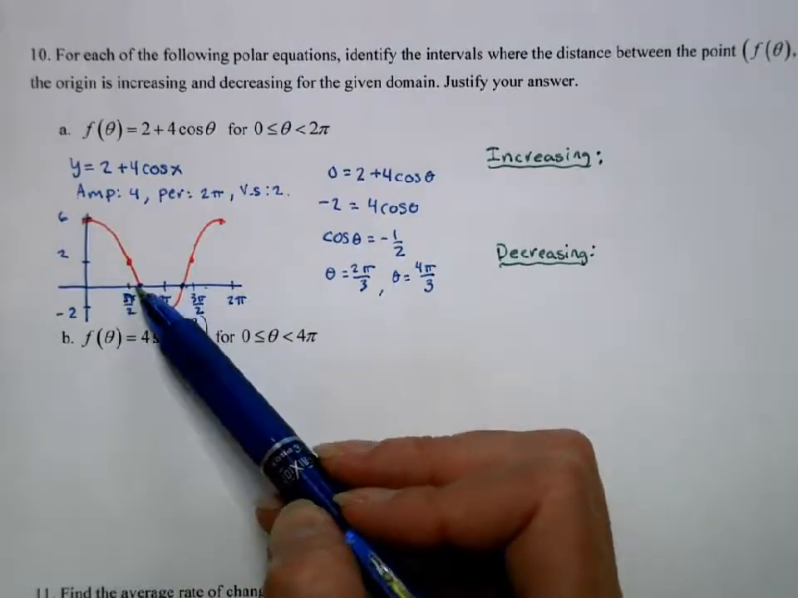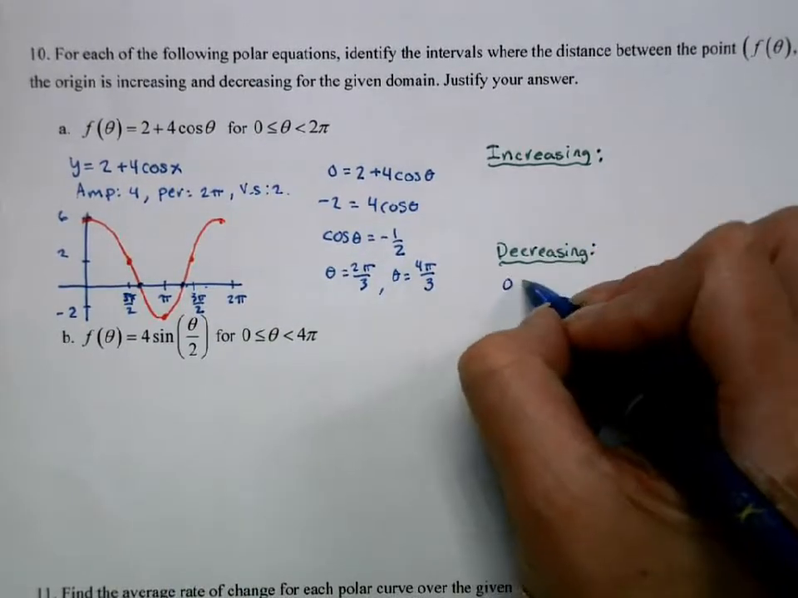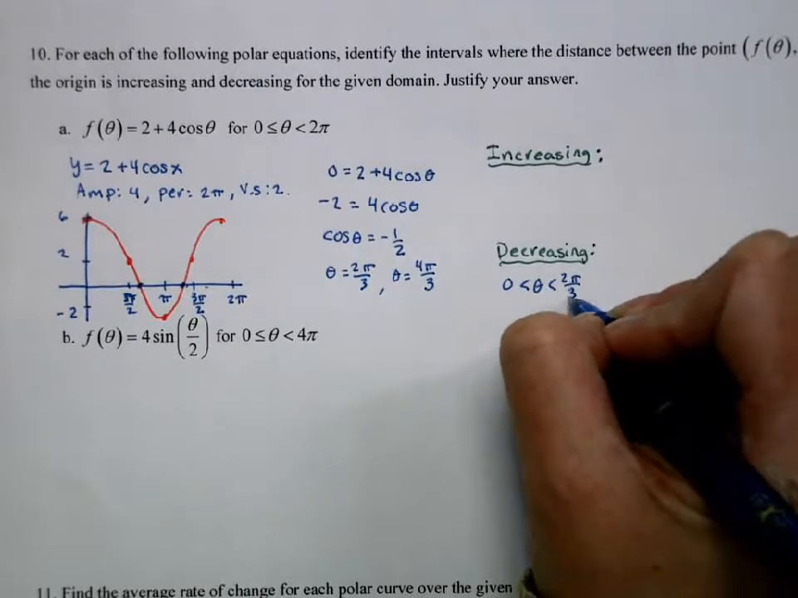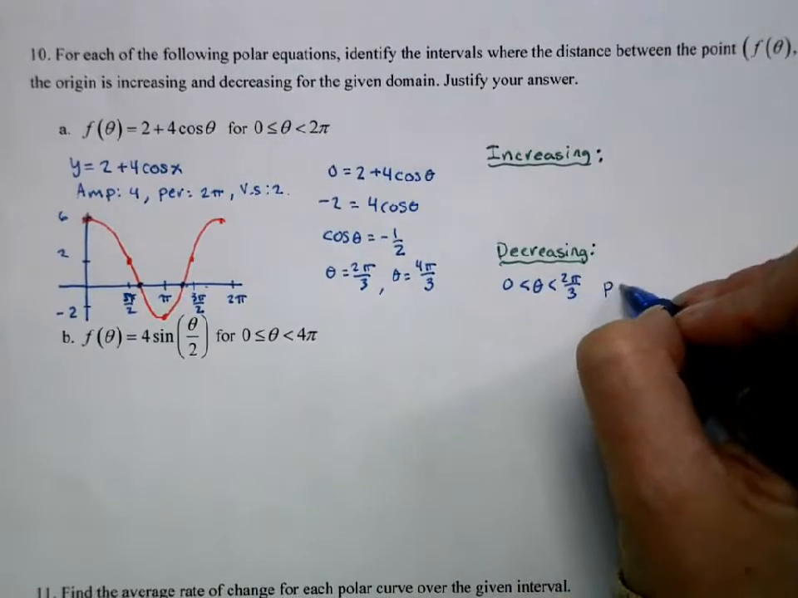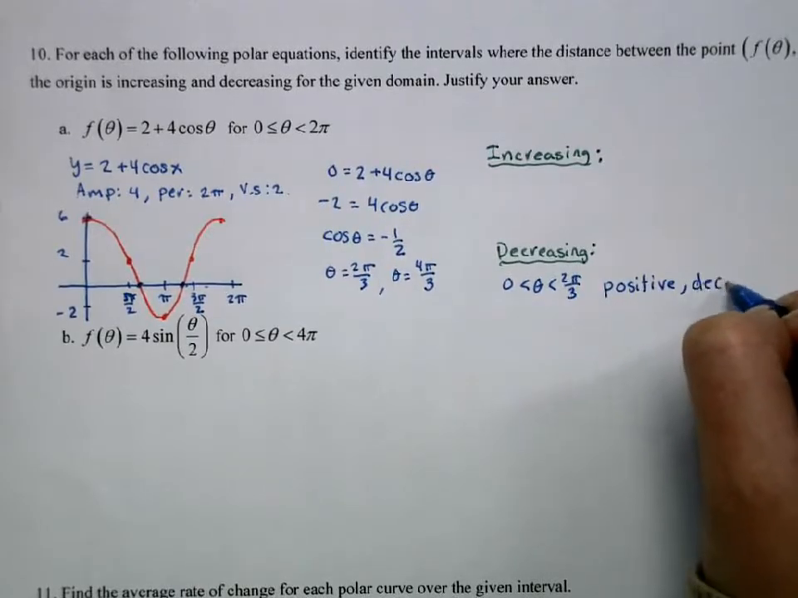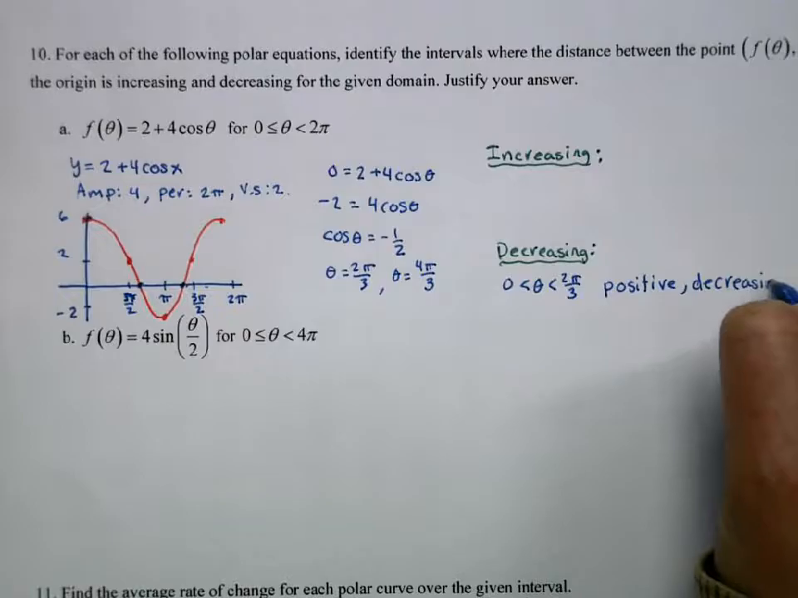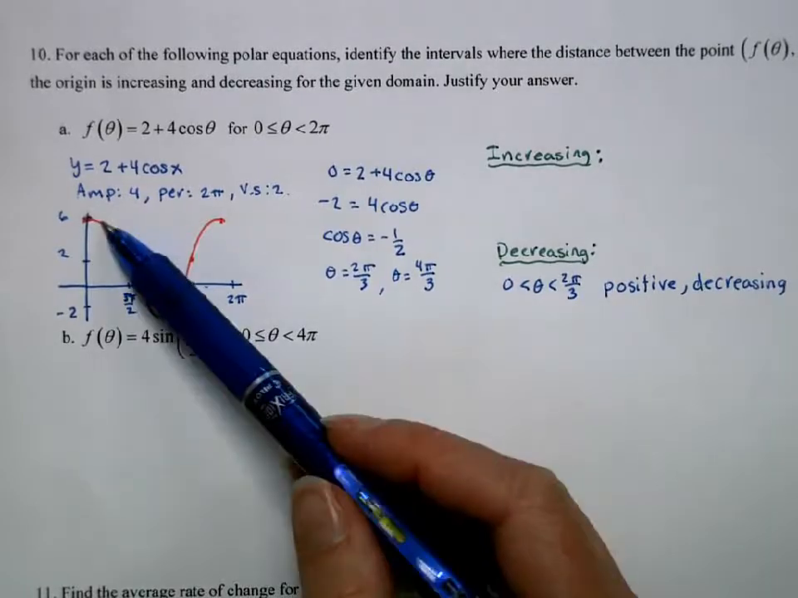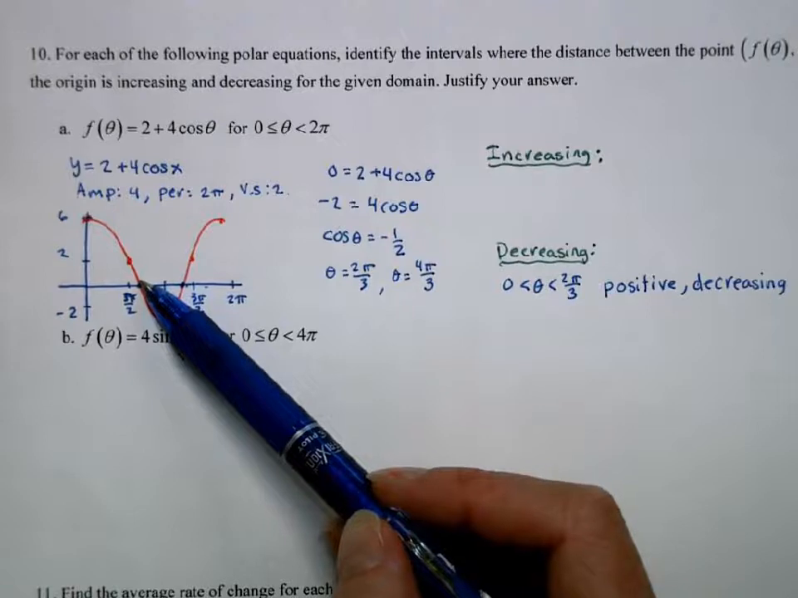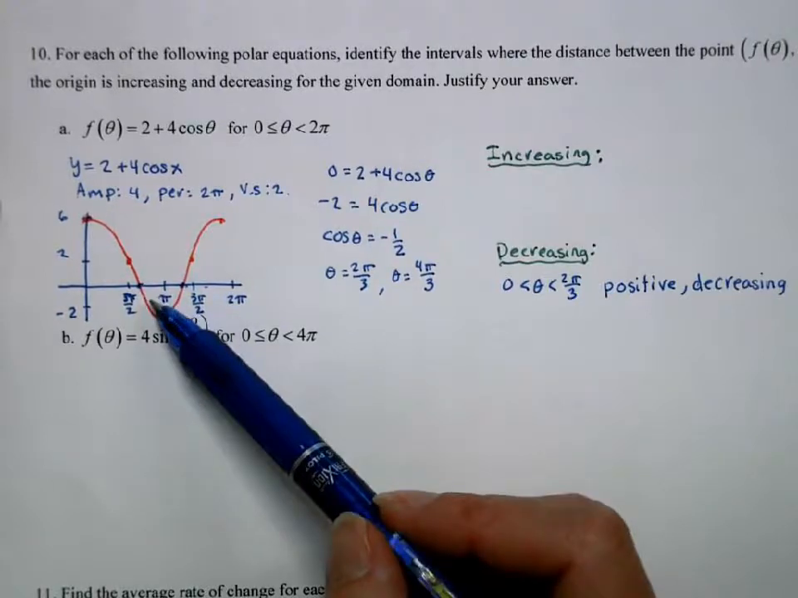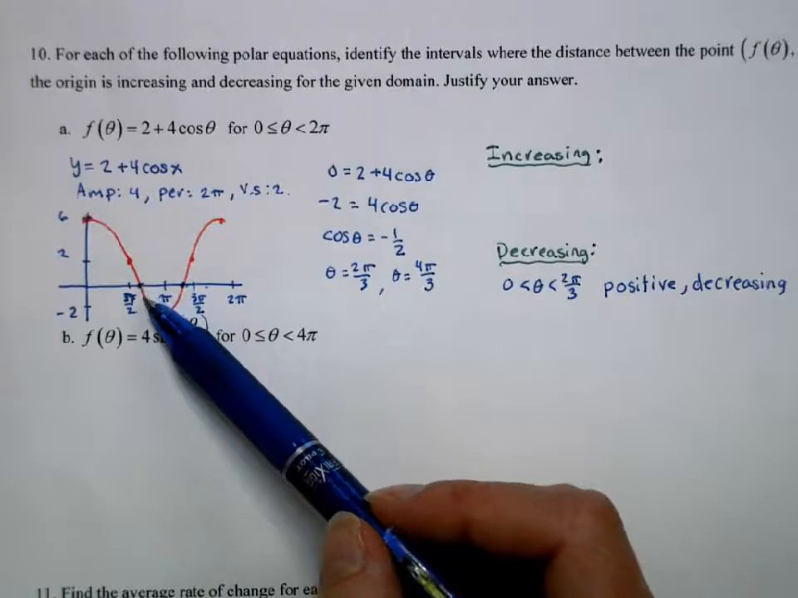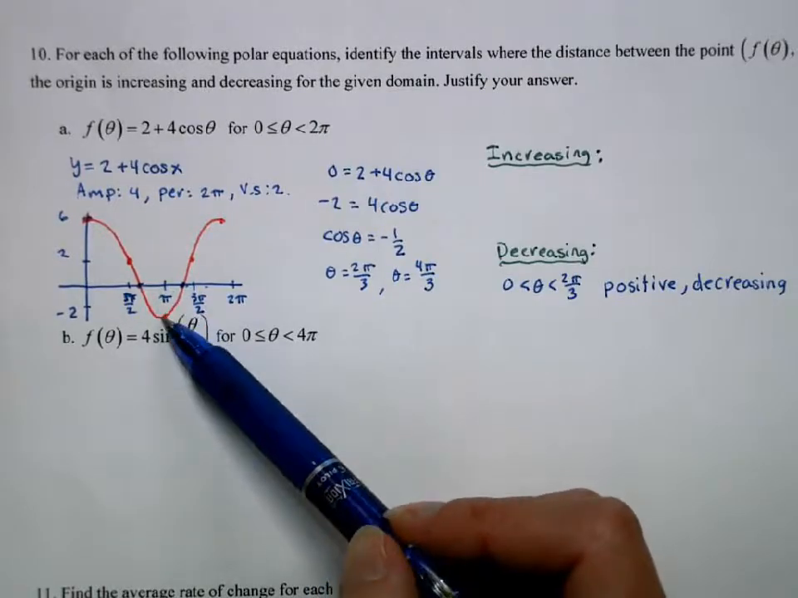My reason is because the graph is positive and decreasing. Okay, so it's above the x-axis, but my values are getting closer to the x-axis, which on the polar plane means my graph is getting closer to the origin. From here to here, we're negative, but getting more negative. So we're pulling away from the x-axis, which means when I graph this, we're going farther from the origin. So that is going to be increasing.